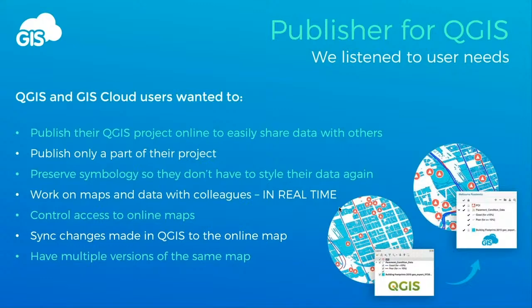Some of them want to only publish a part of their project because projects can often be quite heavy and large. They also wanted to preserve symbology. This was very important when transferring the data from QGIS to GIS Cloud. And they wanted to work on maps in real time. They also wanted to control access to online maps or to particular layers so they can streamline their workflows. And if they continue to work on their projects in QGIS, they wanted to sync the changes with the online map. Some of them also wanted to have multiple versions of the same map in GIS Cloud.